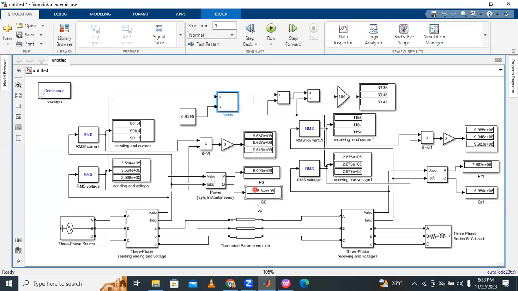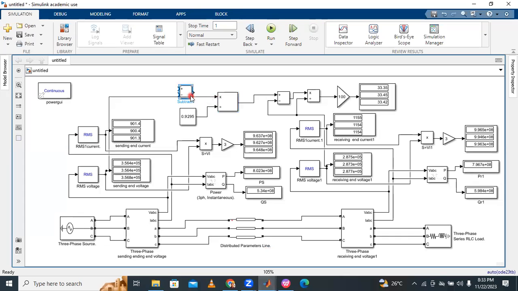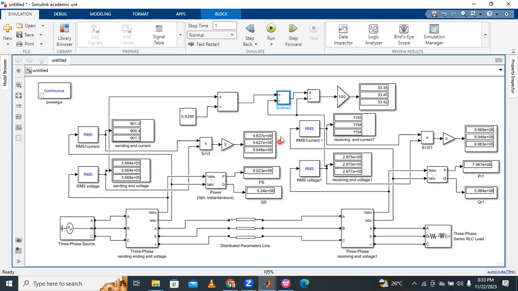After this, minus. And the next, what is this? After this, it is Vs minus Vr, right? So this term minus Vr is required. That's why select subtract right here. From this subtractor, one terminal is connected to Vs into 1 by 0.9295, that is 356.53 into 1 by 0.9295, minus Vr. Okay, minus Vr, that's why.